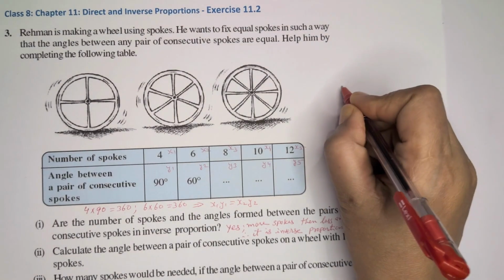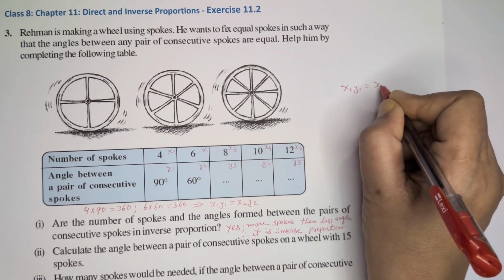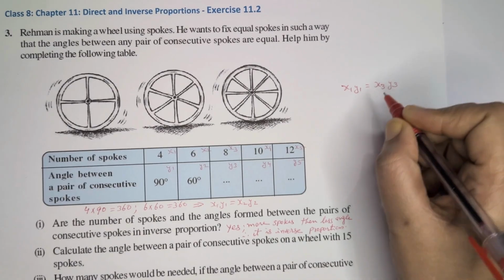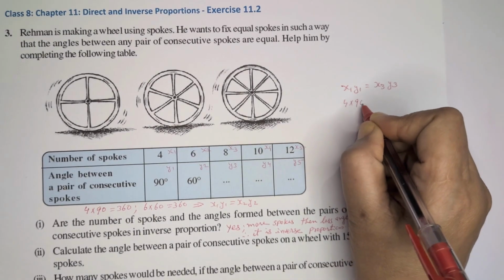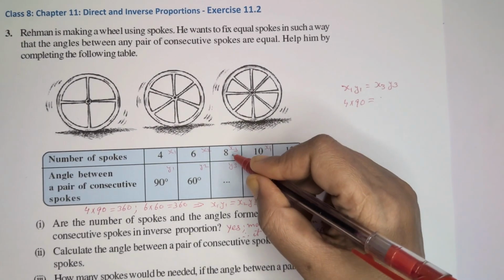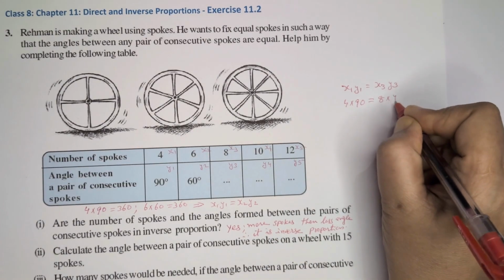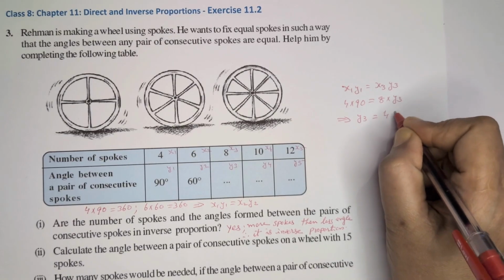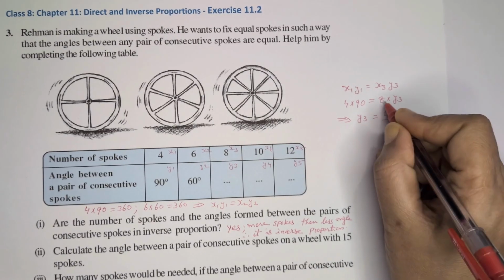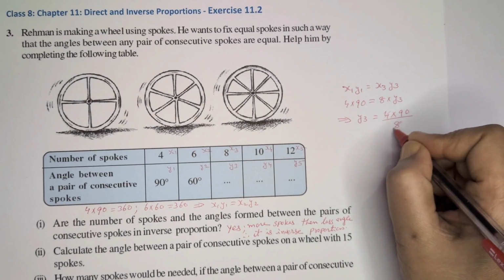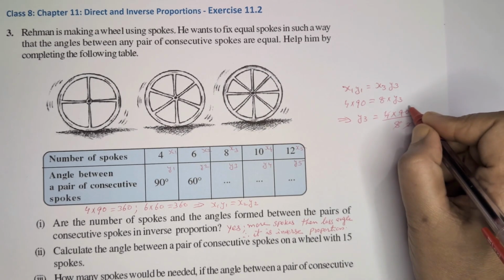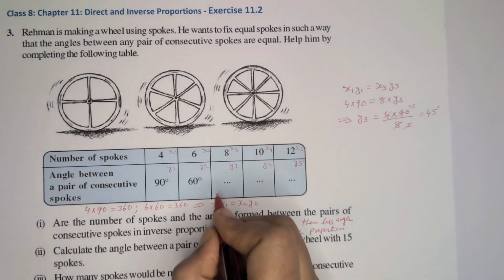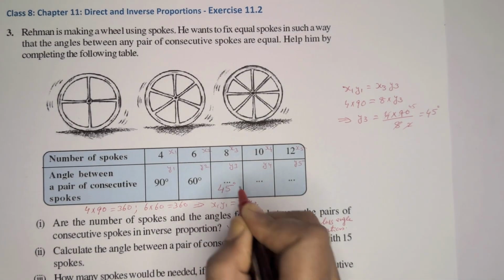x1 y1 is equal to, here we can take the third column, x3 y3. That means 4 into 90 is equal to, x3 is given as 8, 8 into y3. From that, y3 is equal to 4 into 90 divided by 8. With 4 here 2 times and half, here 45. So y3 is equal to 45 degree. We can write here that as 45 degree.